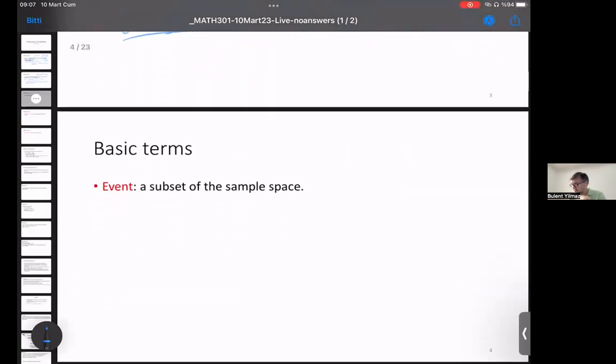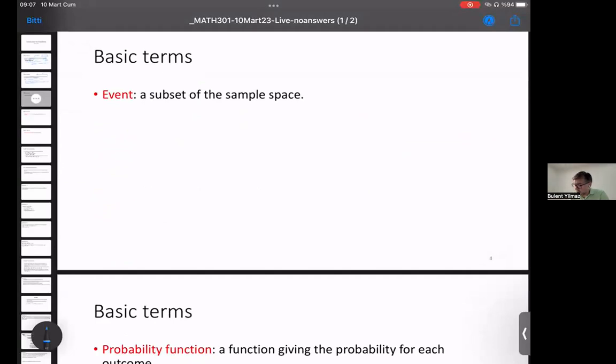What is an event? This is the definition of event: a subset of the sample space. Can anybody tell me an example of an event in the rolling a die experiment? Rolling a die once is my random experiment, and all possible outcomes are from 1 to 6. This is my sample space. What is the event? A subset of the sample space.